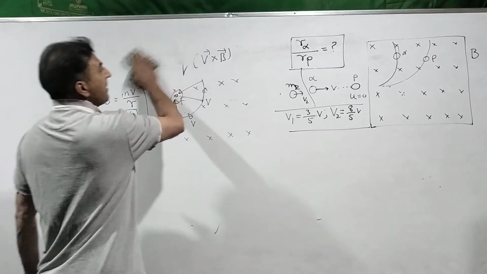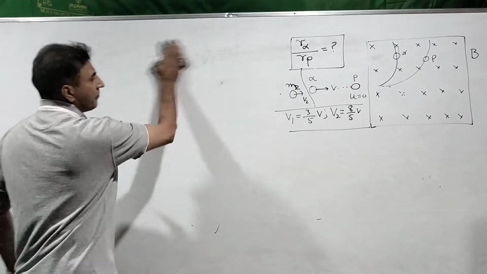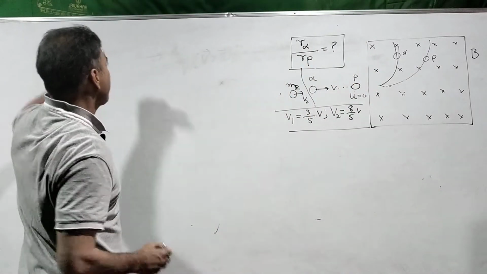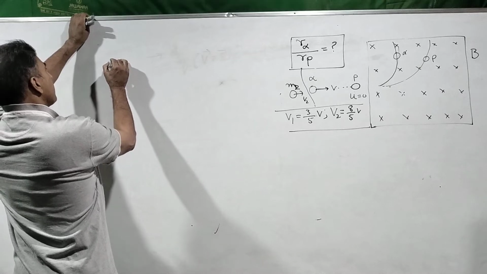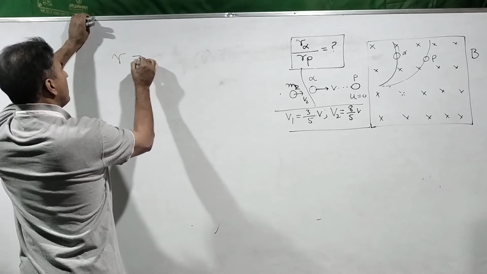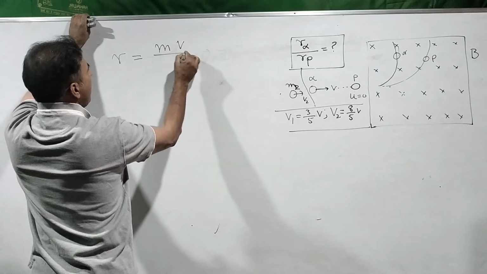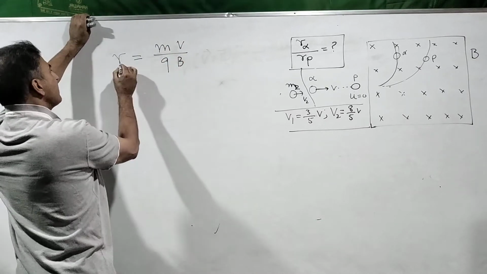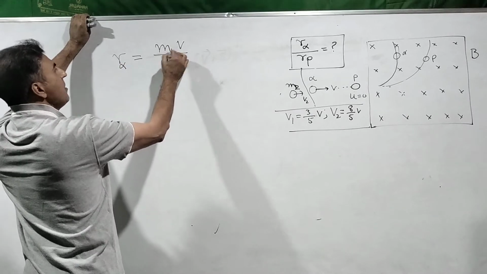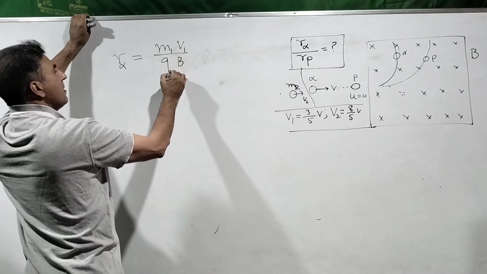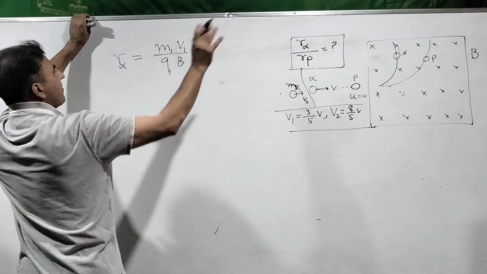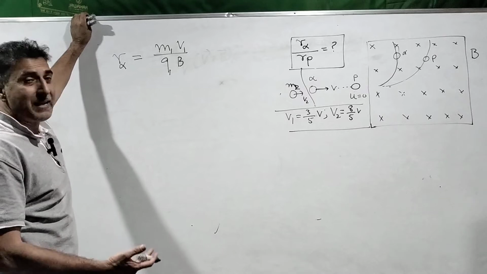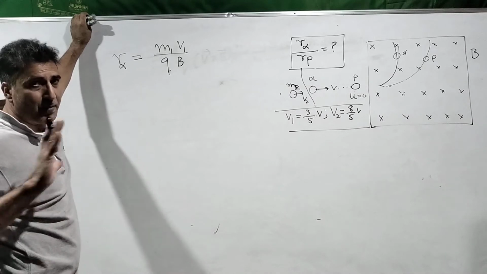Okay, so let me now solve the problem. Now I am in a position to solve the problem. Now have a look. Radius is equal to mv by qB. But what about the radius of the alpha particle? Alpha is 1 here. It is 1 here. It is 1 here. And the magnetic field is the same for both, so we don't need to label it as 1 or 2, because the magnetic field is the same for both.